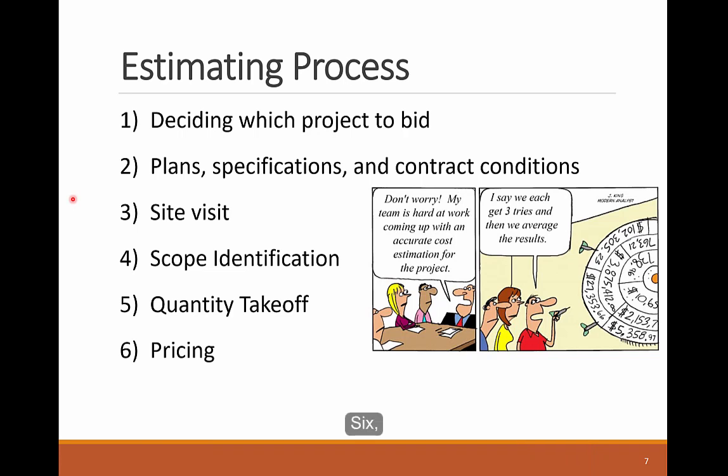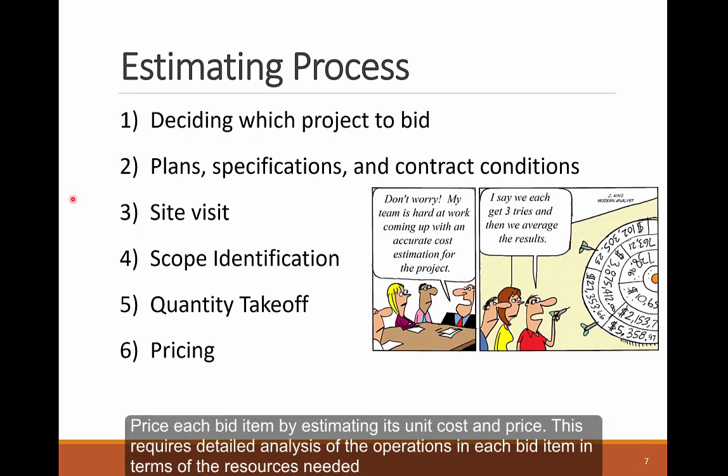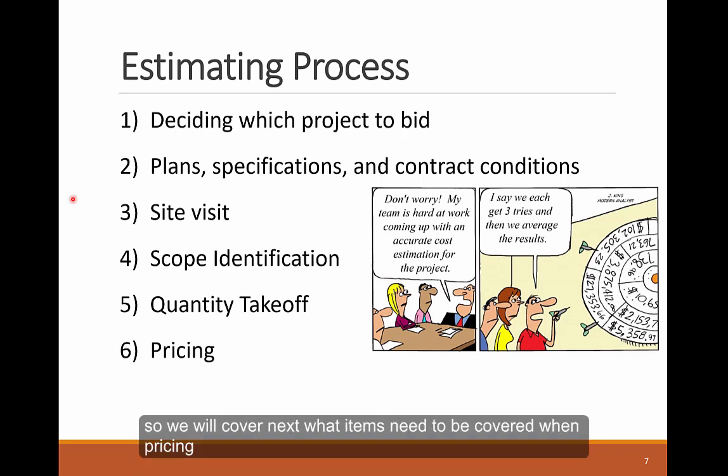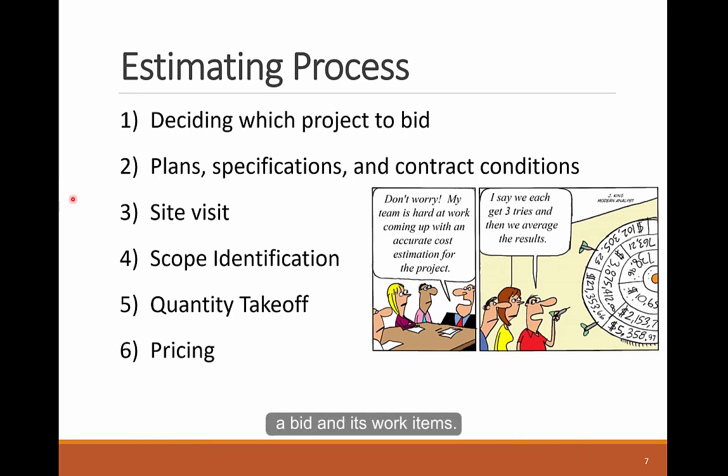Sixth, price each bid item by estimating its unit cost and price. This requires detailed analysis of the operations in each bid item in terms of the resources needed and the sequence of these operations. The pricing step is very critical, so we'll cover next what items need to be covered when pricing a bid and its work items.